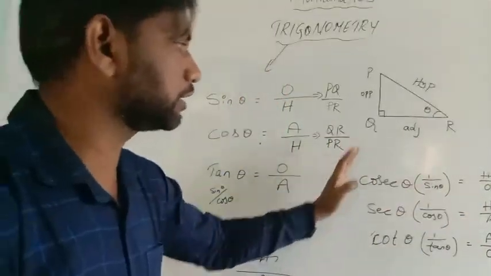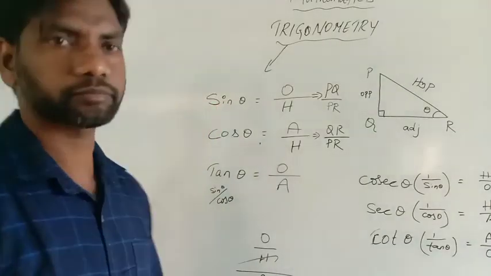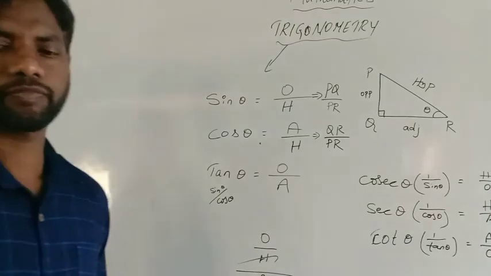First of all, to understand these 6 ratios, you have to understand what sine, cos and tan are. Okay? Thank you.